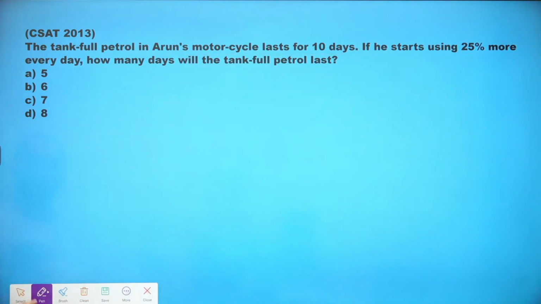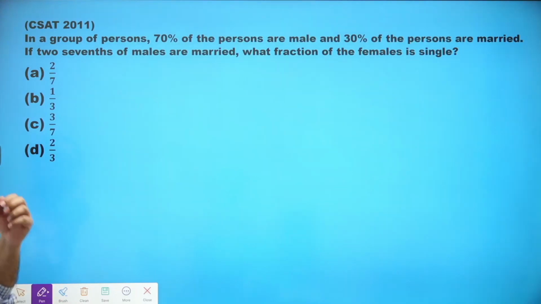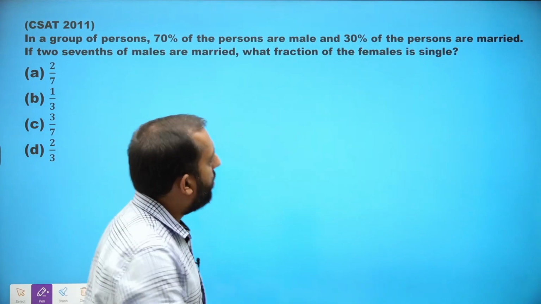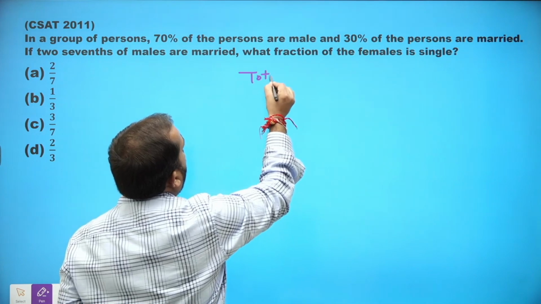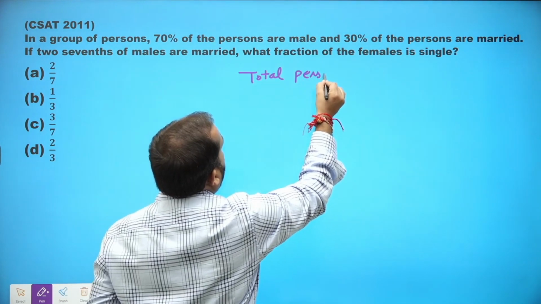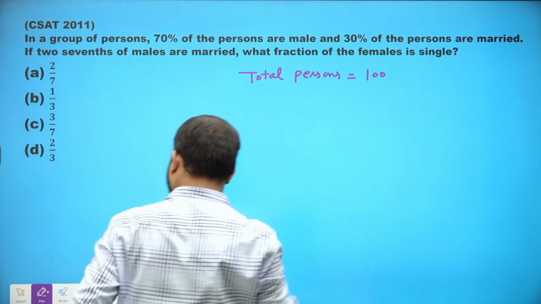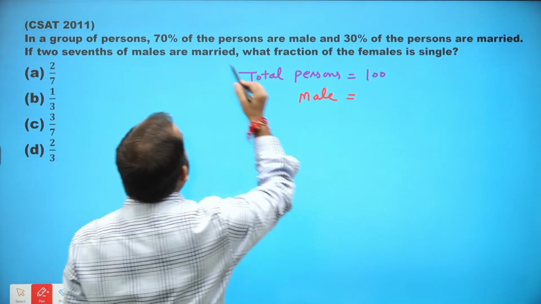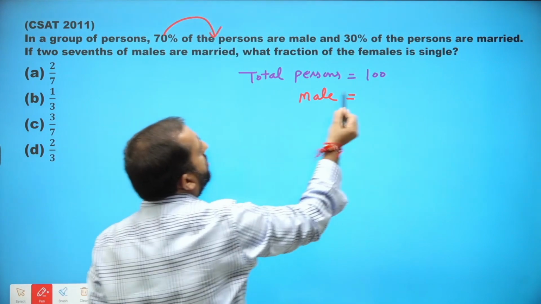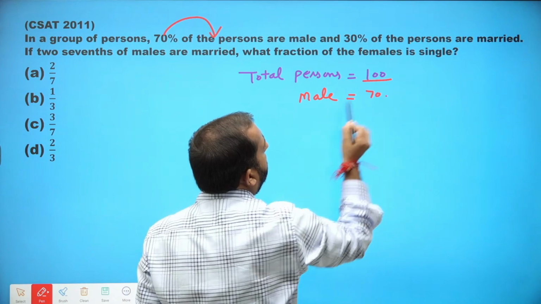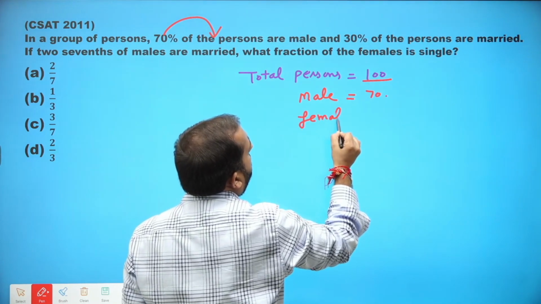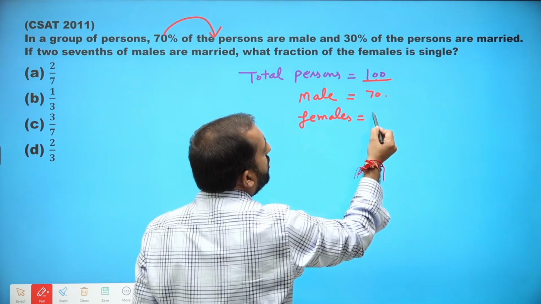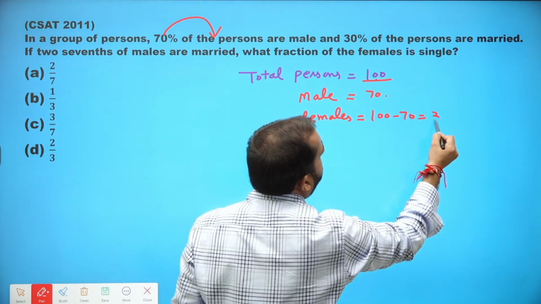Okay, let's move on to the next problem. It says in a group of persons, 70% of the persons are male. So let's see, total persons are 100. So males should be 70% of total. 70% of 100 is 70. So females should be, total are 100, 70 are male, so females should be 100 minus 70, which is 30.